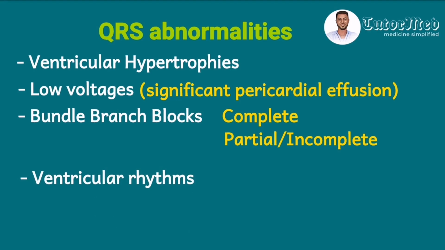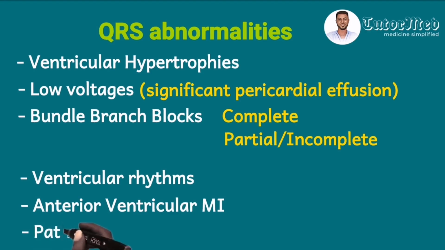Another thing the QRS complex might tell us is anterior ventricular MI, and this is indicated by loss of the R wave progression, like I mentioned in the previous slide. If you have loss of R wave progression in the precordial leads, it may suggest anterior ventricular wall MI. And then last but not the least, the QRS complex can tell us about pathological Q waves. And pathological Q waves may indicate previous MI.